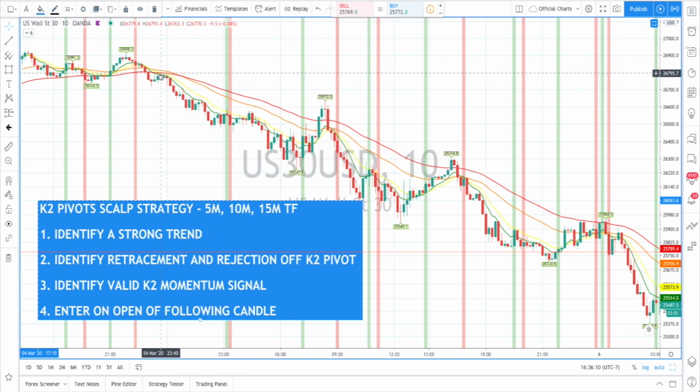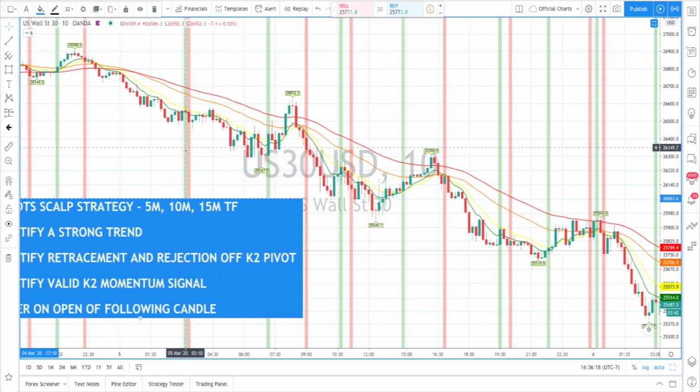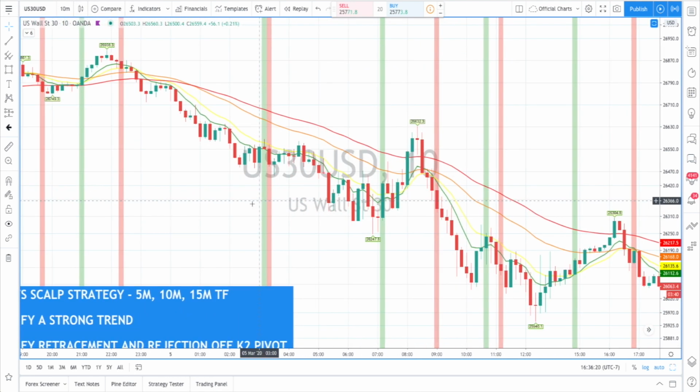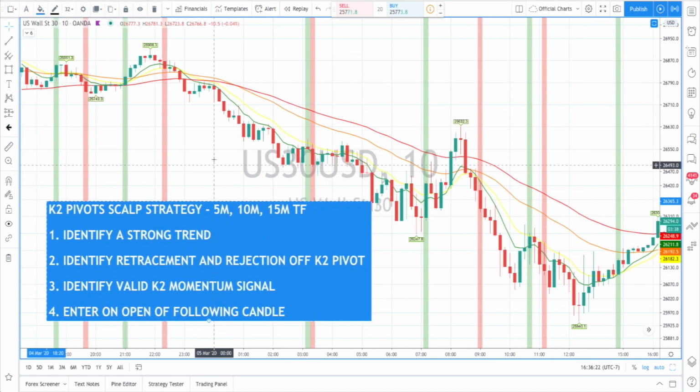So as you can see, price came down right here, retraced up in this direction, and then rejected off the level 2 K2 pivot right here. I'll zoom in so you guys can see better. Let me show you guys again. So right here, price came down, came up, came down, came up right here for a retracement, and it rejected off the level 2 right here.